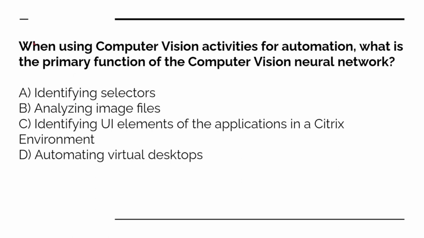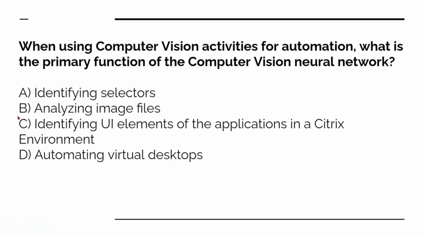Okay. The first question: when using computer vision activities for automation, what is the primary function of the computer vision neural network? What is its primary function? Identifying selectors, analyzing image files, identifying UI elements of the application in a Citrix environment, automating virtual desktops.